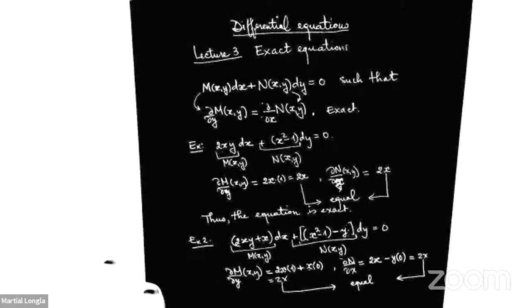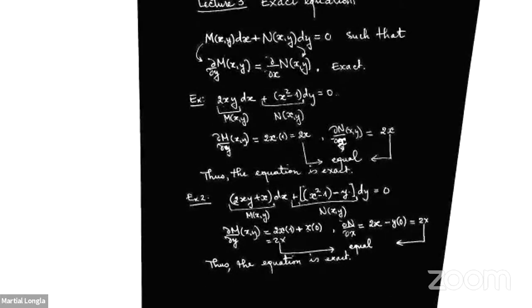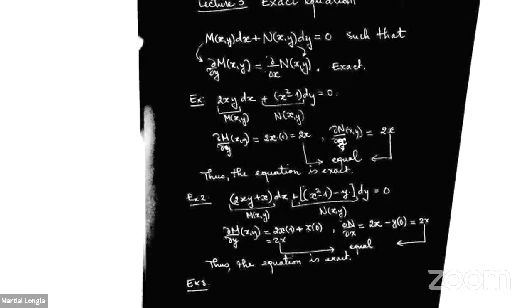And when the two derivatives are equal, the equation is exact. So we have two examples of exact equations. Let me give you one that is not exact, so that people will not start believing that all equations are exact. We just need to take those derivatives and check that they are equal. They are not always equal.